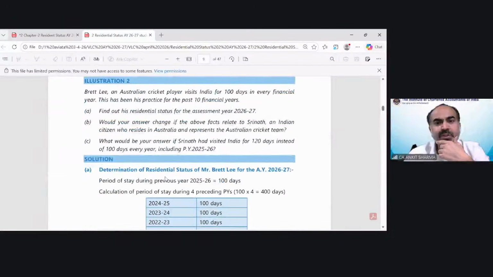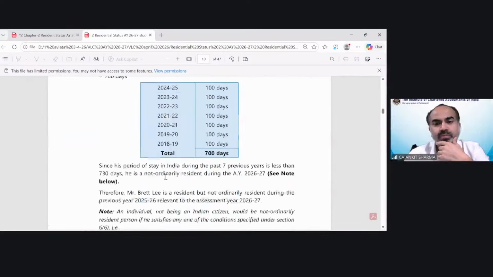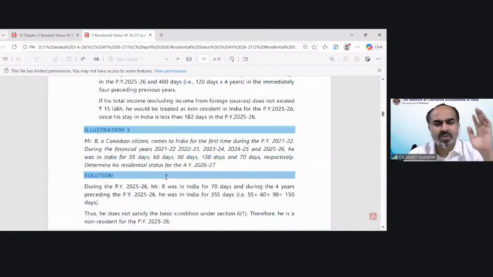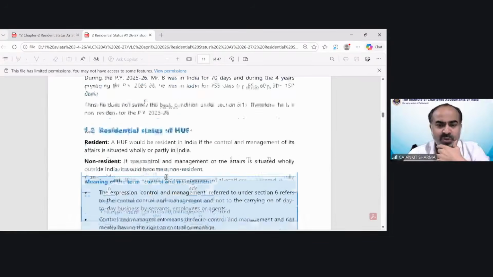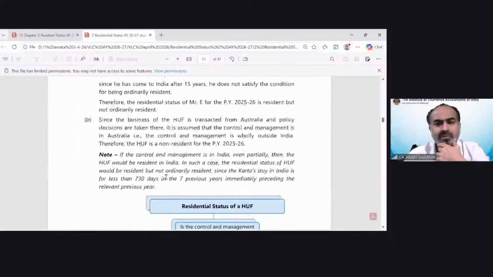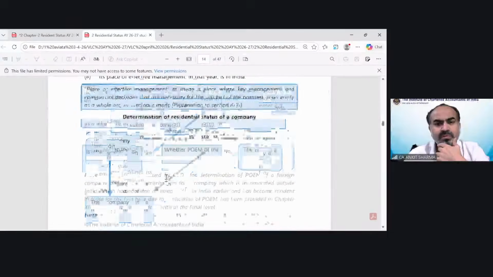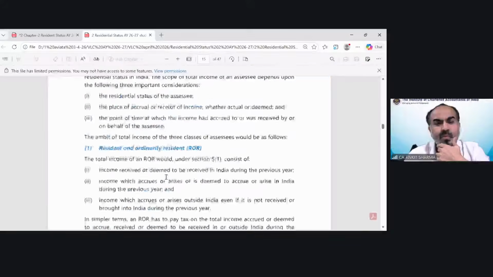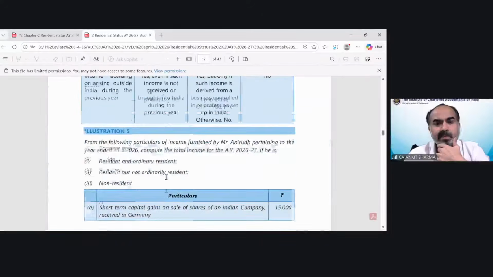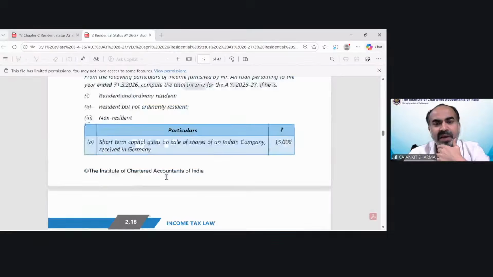Then there is illustration number 2. Once you solve 3, 4 illustration, you will find out residential status is nothing. Very easy questions. Illustration number 3, students. Illustration number 4. Illustration number 5.